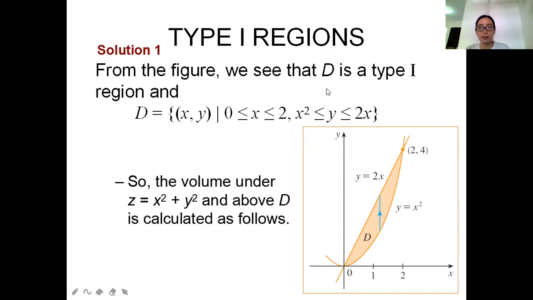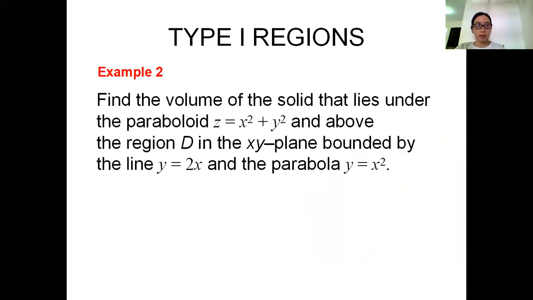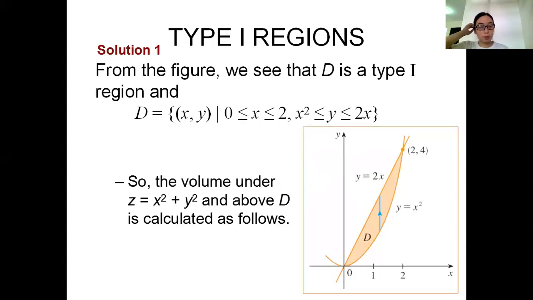From the figure, we see that D is a type 1 region. So we have this limit, no? 0 is less than or equal to x less than or equal to 2, and x squared is less than or equal to y, which is less than or equal to 2x. So the volume under the paraboloid z is equal to x squared plus y squared, and above the region D, is calculated as follows.